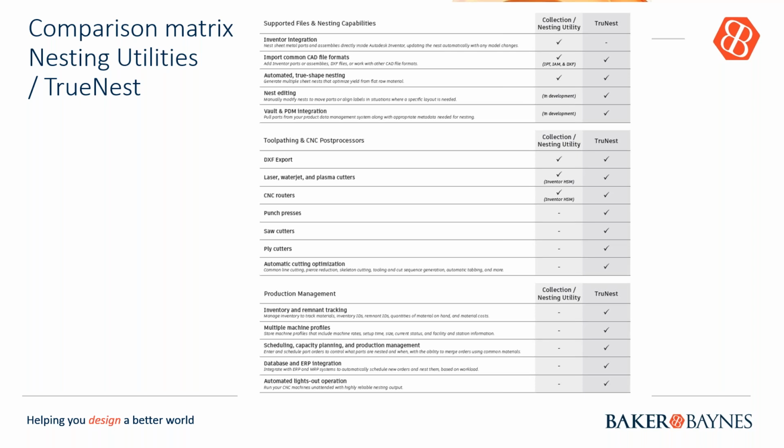Also, if we look at the production management side of it, the inventory and inventory tracking is available inside of TrueNest and not inside of the collection. So we've got things like multiple machine profiles, scheduling, capacity planning, database and ERP integration, automated lights-on operation. That's all available inside of TrueNest and not inside of the nesting utilities.